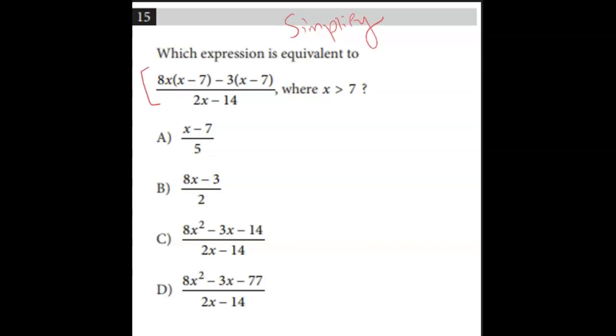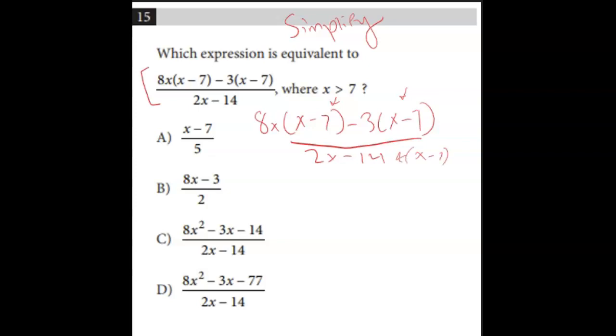So one way I'm going to do that is just draw it out again. I'm going to get 8x(x minus 7) minus 3(x minus 7) over 2x minus 14. All right, I think there's a hint here. I think that these being x minus 7, and I can see that if I take out a 2 here, it's going to be x minus 7. So let's redraw that, make a little more sense.